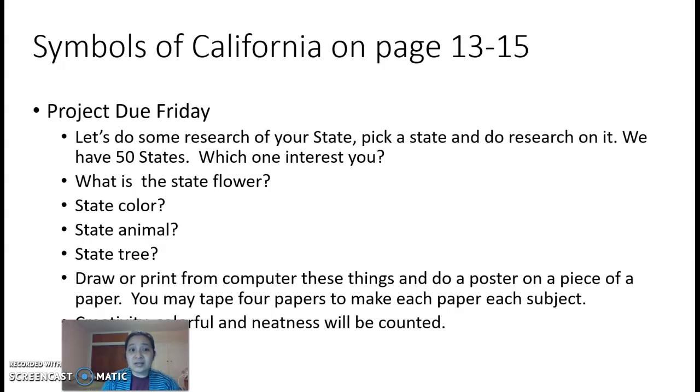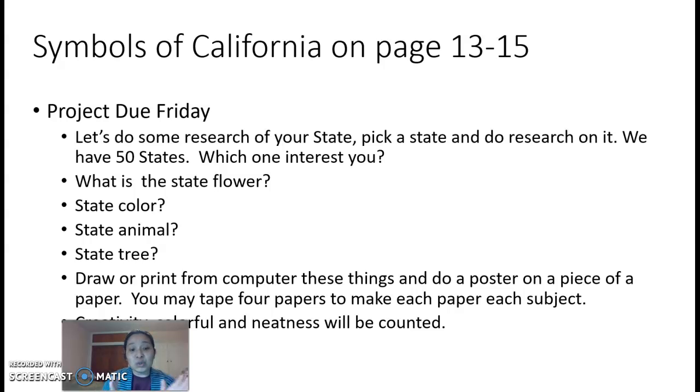The other thing is, I'm going to ask you to give me a paragraph about the state that you pick, 5 to 10 sentences about that state. Tell me why you picked that state. What was the state flower? Why is that flower so important, significant in that state? Why that color? Why that animal? What's so important about the animal? Why does that state have that tree? Why is that tree so important? So you're going to be doing that research and writing a 5 to 10 sentence paragraph to be handed in.